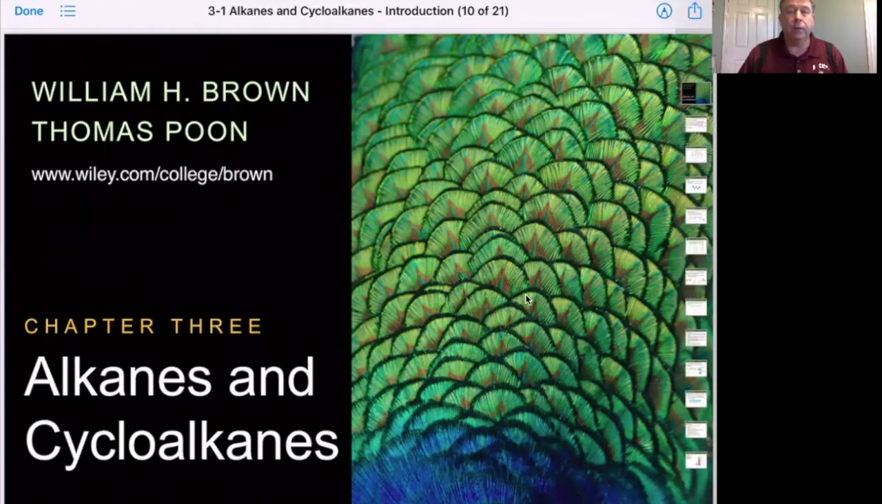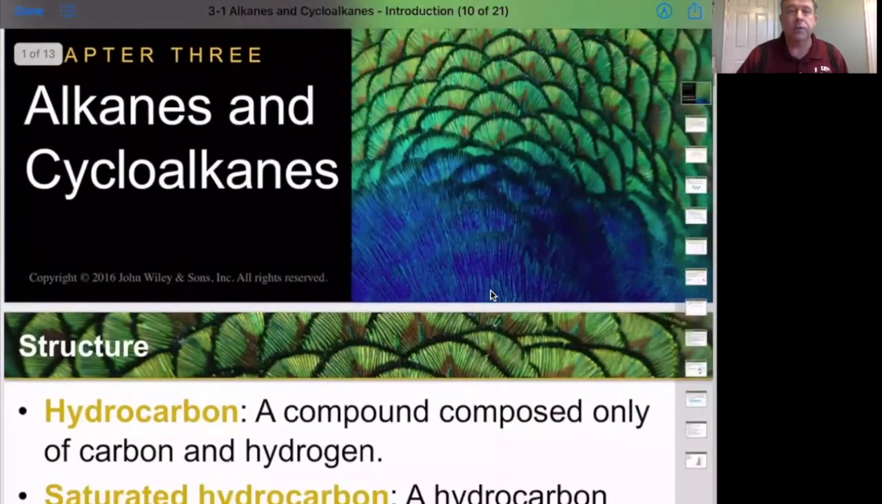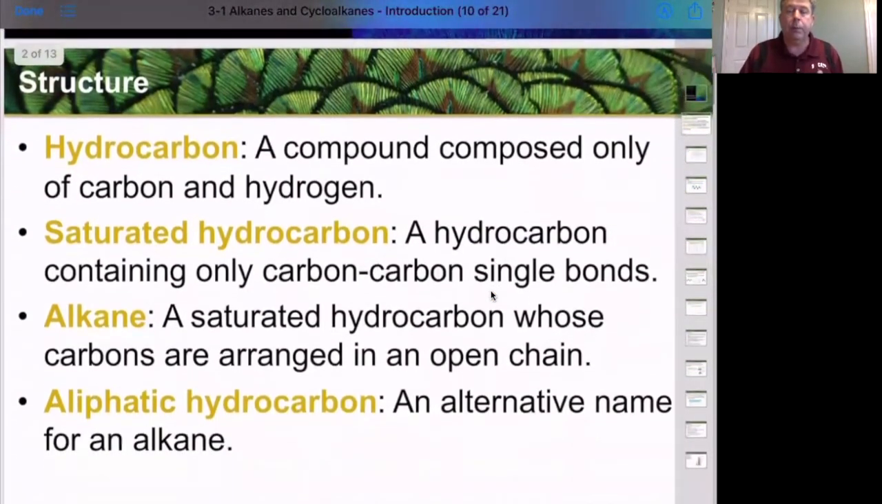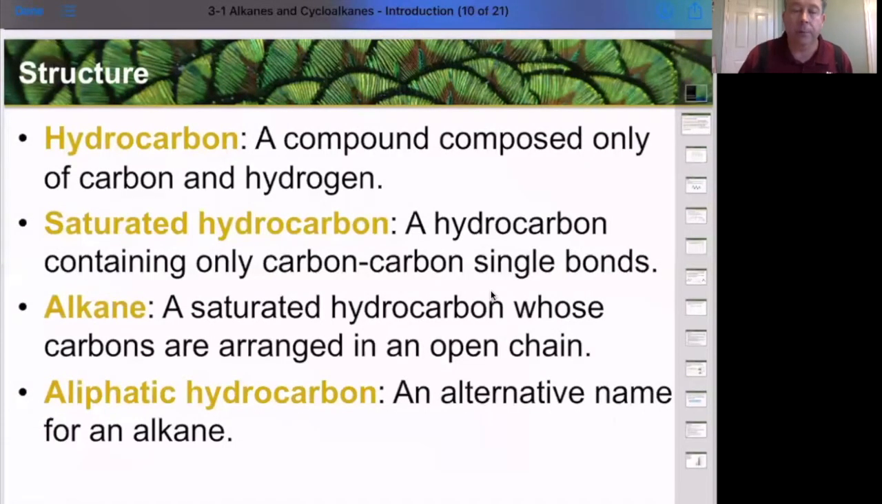And we will start with Chapter 3, Part 1, Alkanes and Cycloalkanes. Okay, so we're starting to get into the actual structure of organic compounds. And so the first one we want to talk about is what we call a hydrocarbon. A hydrocarbon is an organic molecule that contains carbon and hydrogen, okay? Specifically, hydrocarbons are those that contain only carbon and hydrogen. Once you start adding oxygen, that turns into another functional group.